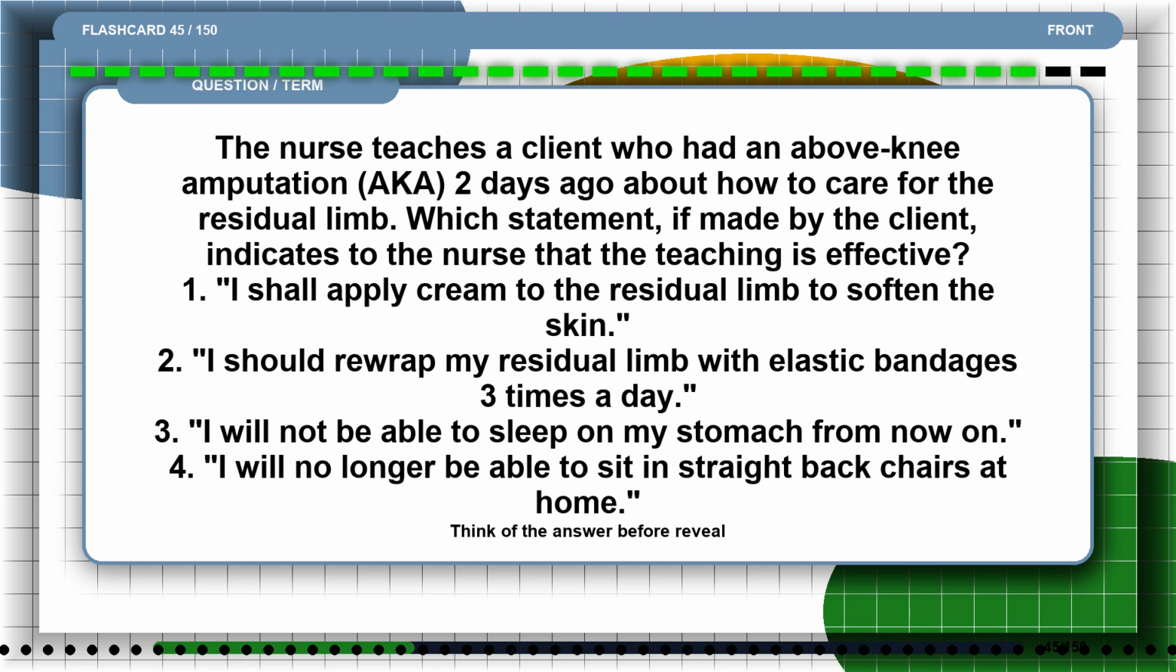Flashcard 45. The nurse teaches a client who had an above-knee amputation 2 days ago about how to care for the residual limb. Which statement, if made by the client, indicates to the nurse that the teaching is effective? 1. I shall apply cream to the residual limb to soften the skin. 2. I should rewrap my residual limb with elastic bandages 3 times a day. 3. I will not be able to sleep on my stomach from now on. 4. I will no longer be able to sit in straight back chairs at home. Think of the answer before the reveal.